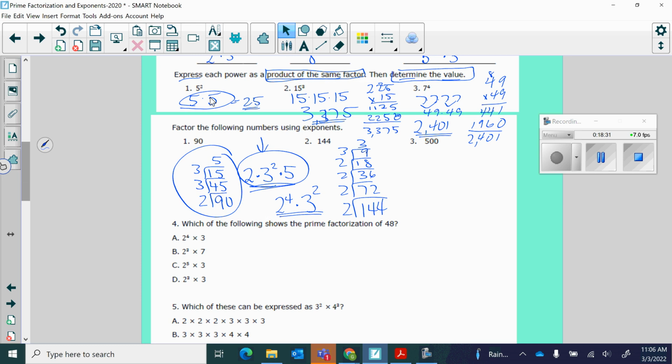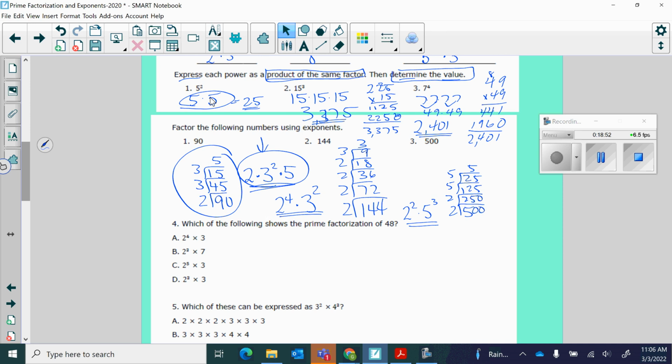I'll let Mrs. McShann look at it. Okay, 500. Same concept. I can divide that by 2, gives me 250. Divide that one by 2, gives me 125. Divide that one by 5, gives me 25. Divide that one by 5, gets me a 5. So 2 to the 2nd power times 5 to the 3rd power.